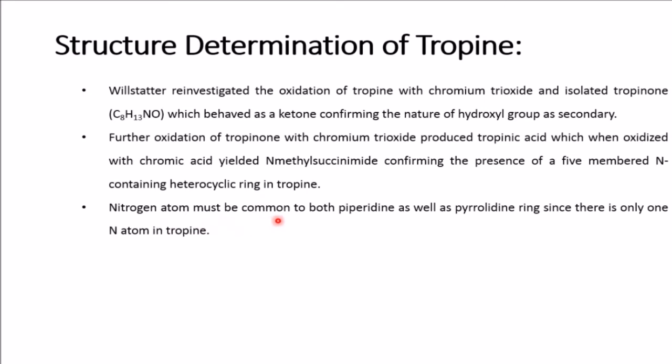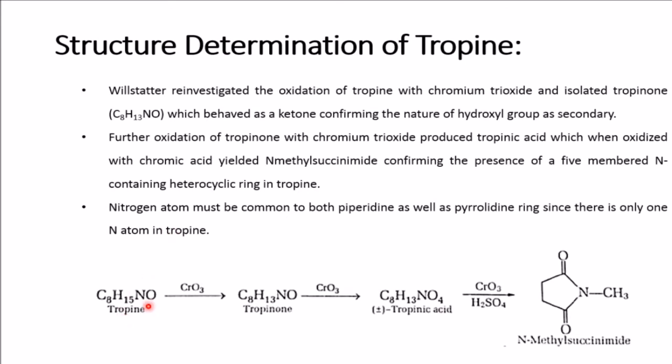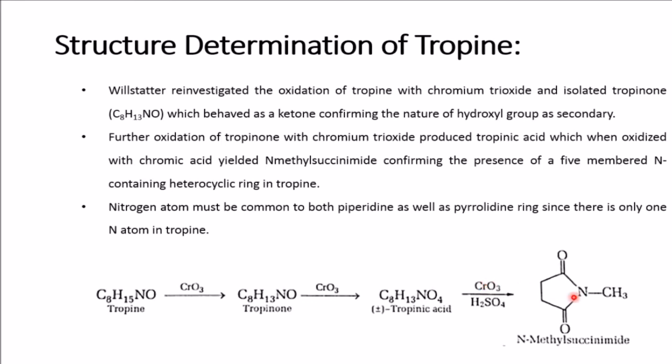The nitrogen atom must be common to both the piperidine as well as the pyrrolidine ring, since there is only one nitrogen atom present in tropine. So tropine on oxidation will convert into tropinone. Tropinone on further oxidation is converted into the racemic mixture of tropinic acid, and it is further oxidized in presence of CrO3/H2SO4 to give N-methyl succinimide, and that confirms that it has a five-membered nitrogen-containing heterocyclic ring in tropine.